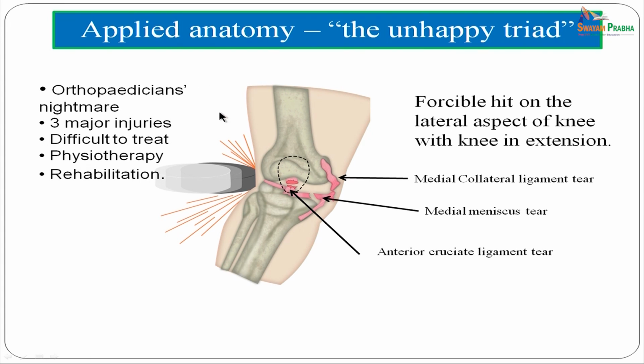The unhappy triad is an orthopedician's nightmare because there are 3 major injuries: injury to the collateral ligament, injury to the meniscus, and injury to the cruciate ligament. It's a fairly difficult condition to treat and requires prolonged physiotherapy and rehabilitation.